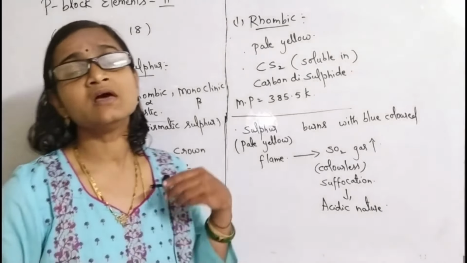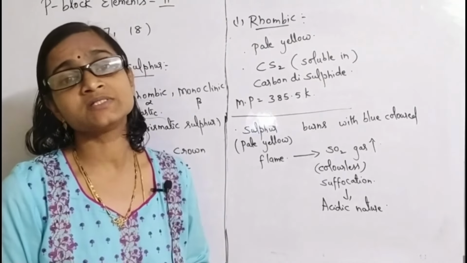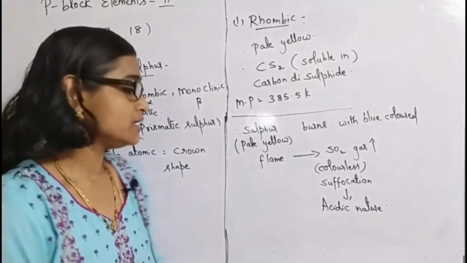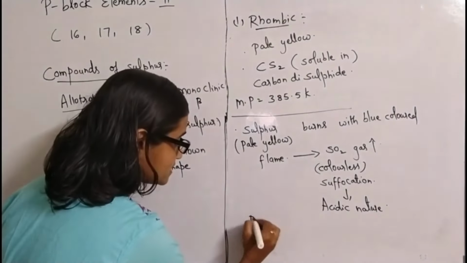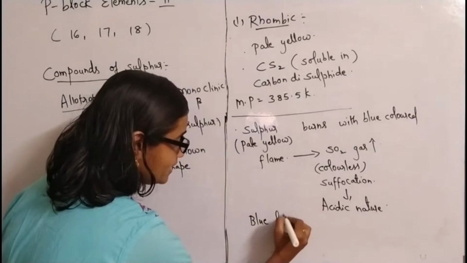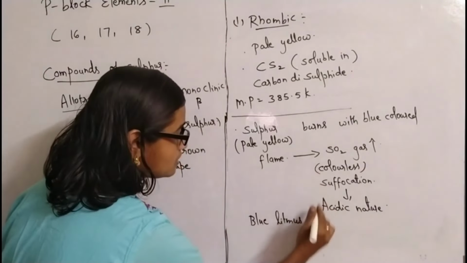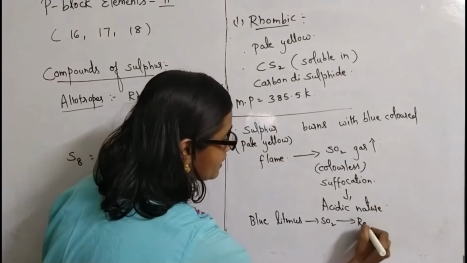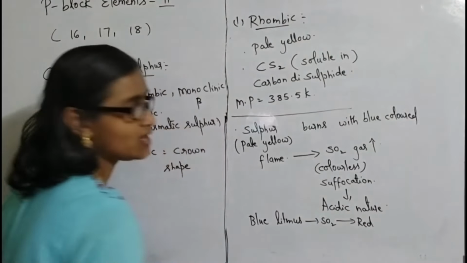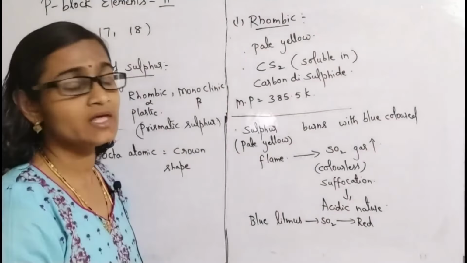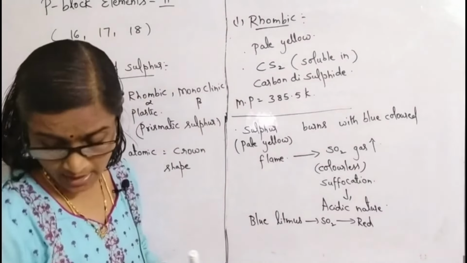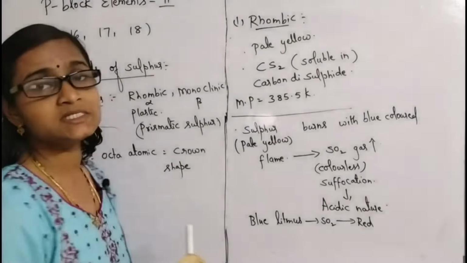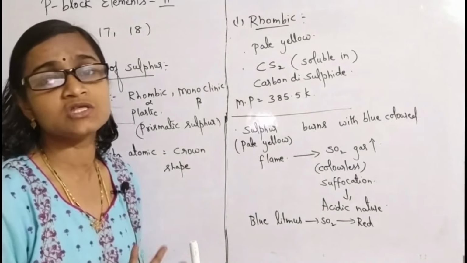If you expose the vapors of sulfur dioxide to a blue litmus paper, it immediately turns blue litmus to red. Blue litmus paper, when exposed to sulfur dioxide, turns red, which shows that sulfur dioxide is acidic in nature, highly acidic in nature. I just told you the change in the color.